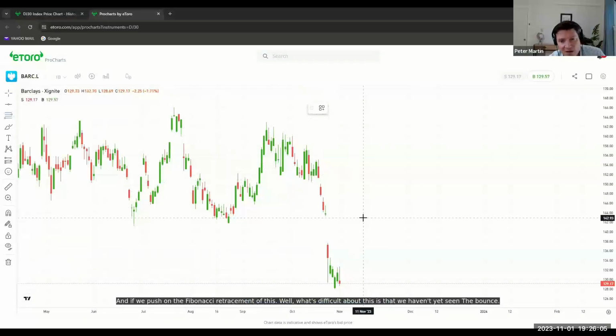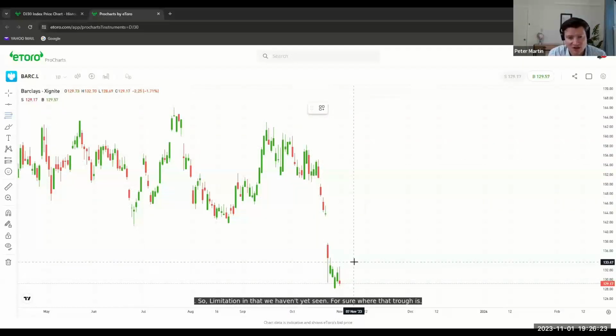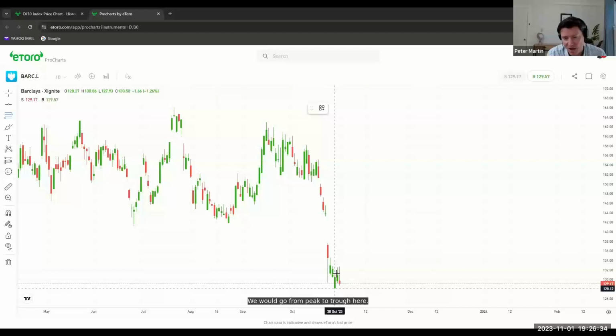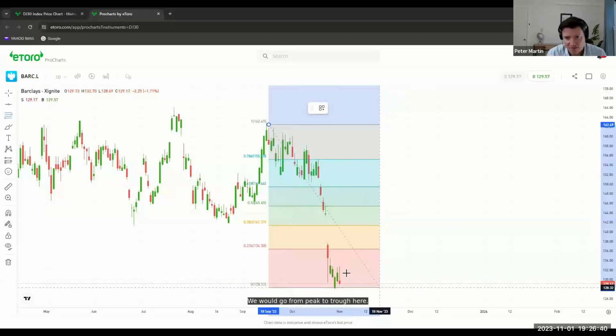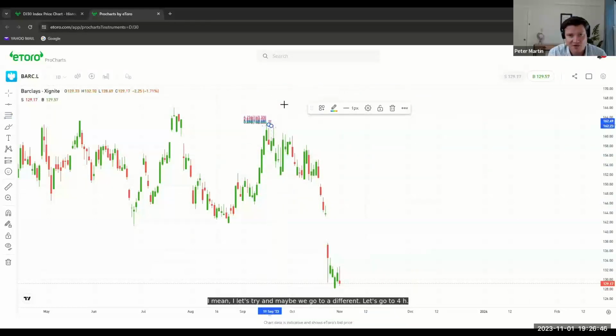Fibonacci retracement of this, well, what's difficult about this is that we haven't yet seen the bounce. So it would be difficult to apply it to that. The idea would be that we'd need to see from peak to trough. And this shows you a sort of fundamental limitation in that we haven't yet seen for sure where that trough is. If we were to take a guess that we've seen it already, but that would be a big assumption. We would go from peak to trough here, and we would see some other levels. It's not a particularly good one, just because we haven't yet seen the price movement happening.